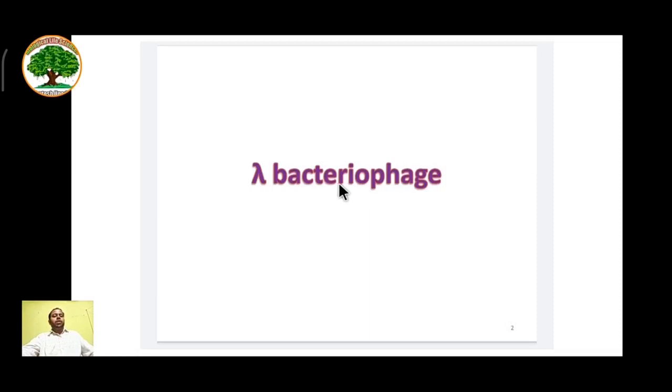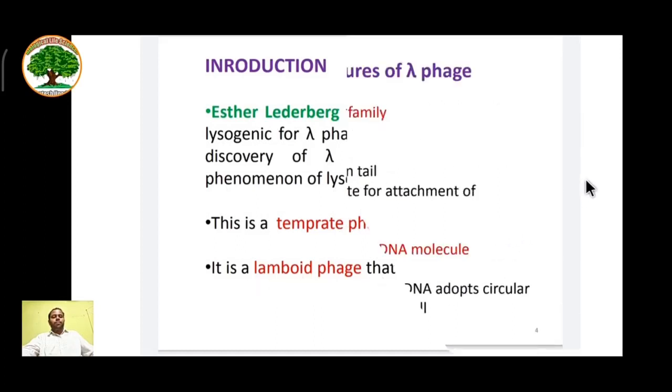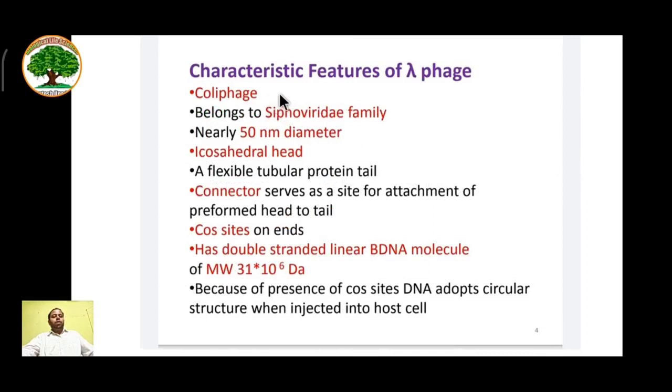Now let's see the chromosome of lambda bacteriophage, that is lambda phage. Esther Lederberg found the E. coli K12 strain to be lysogenic for lambda phage, which marked the discovery of lambda phage as well as the phenomenon of lysogeny. So it's a temperate phage, a lambdoid phage that infects E. coli. Let's see the characteristics of lambda phage.